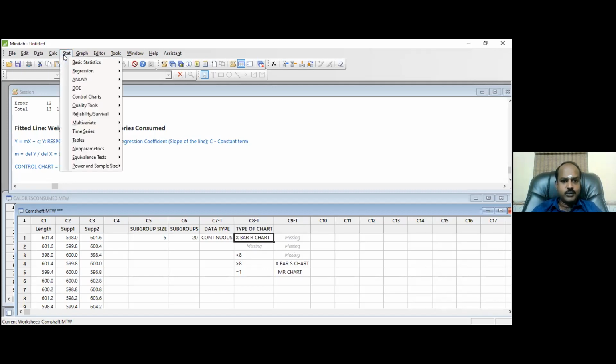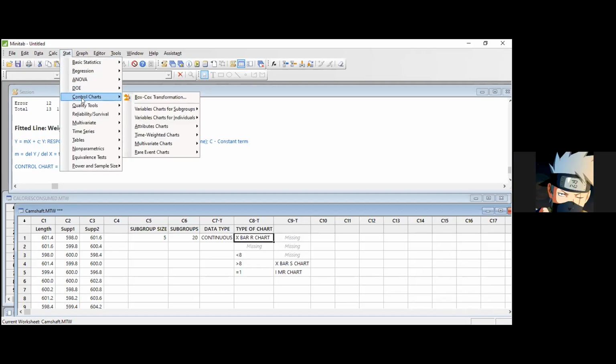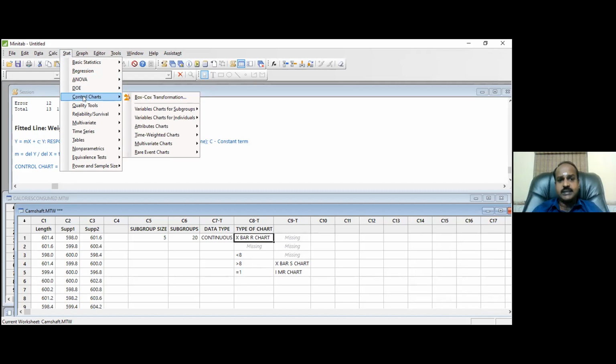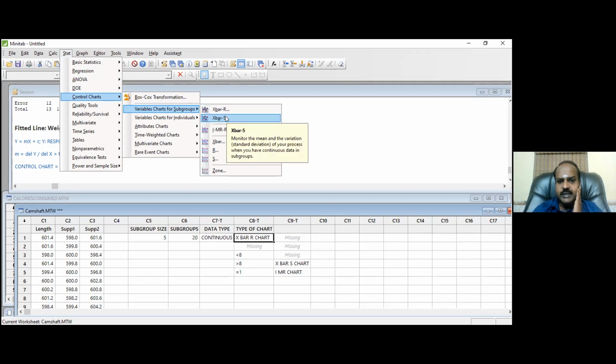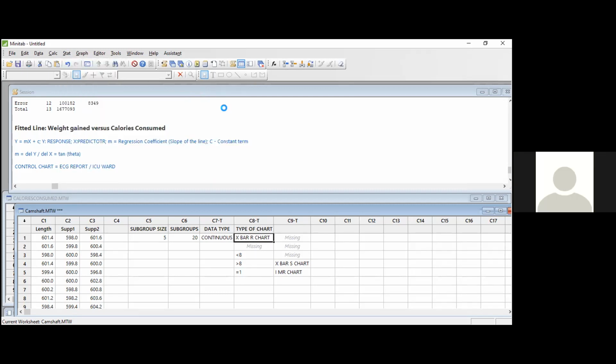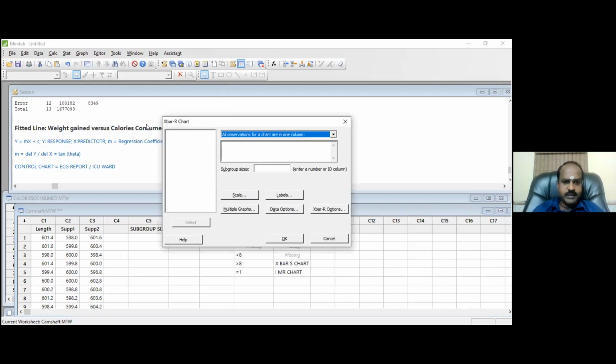Now go to Stat. There is a tab called Control Charts. Variable charts for subgroups. Continuous data are also known as variable data. So go to variable charts for subgroups. Which one should I choose, X bar R or X bar S? X bar R. Select that.